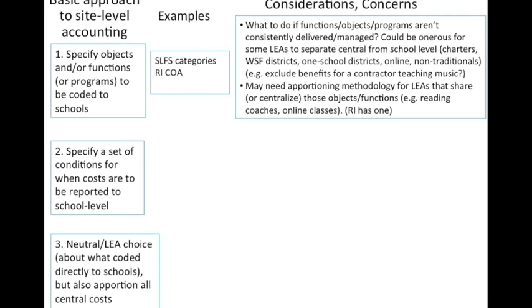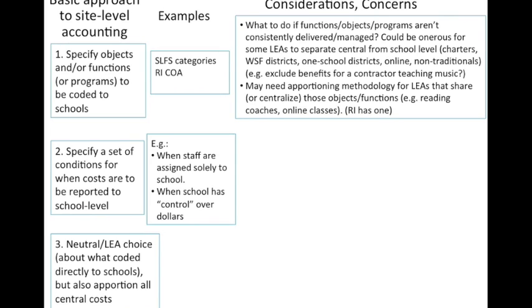But the second one, and we've heard about this in a couple places, is to specify a set of conditions for when the costs are going to be reported at the school level. For instance, maybe when staff are assigned solely to the school. That's a condition, right? It's less about the function or the object, and it's only if a staff member is 100% full-time at a school, we assign them there. And that could be a condition. Another condition might be when the school has some level of control over the dollars, or control over the expenditure, meaning that the teacher reports to the principal instead of, like, the special ed staff member who reports to a central office. So it may be a kind of reporting category.